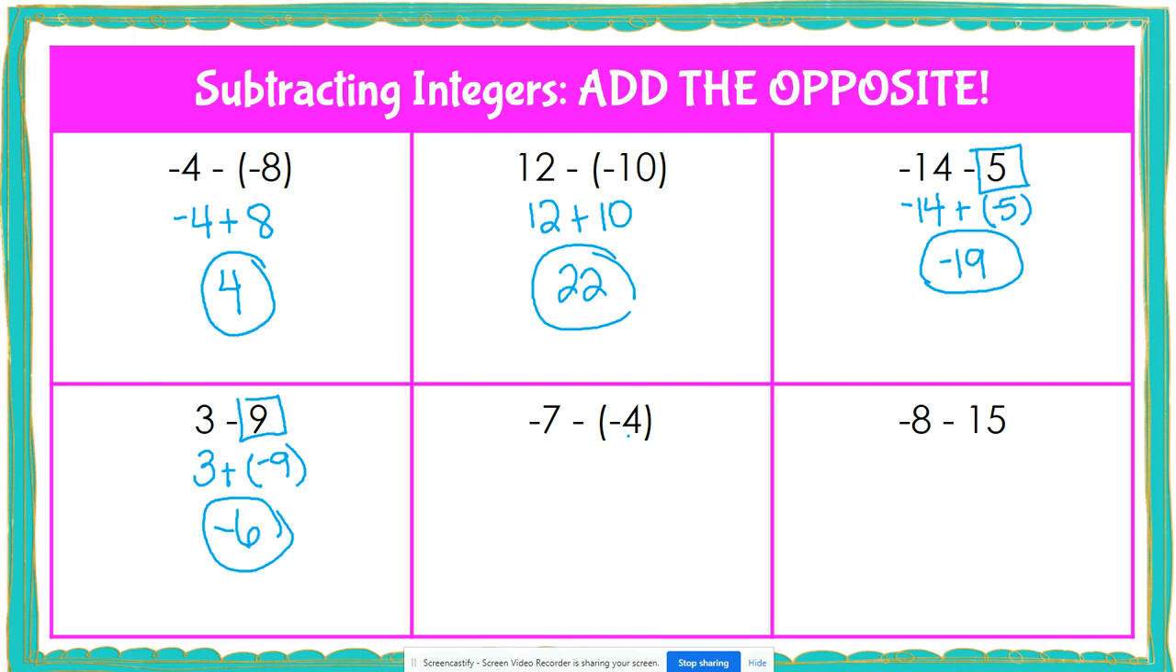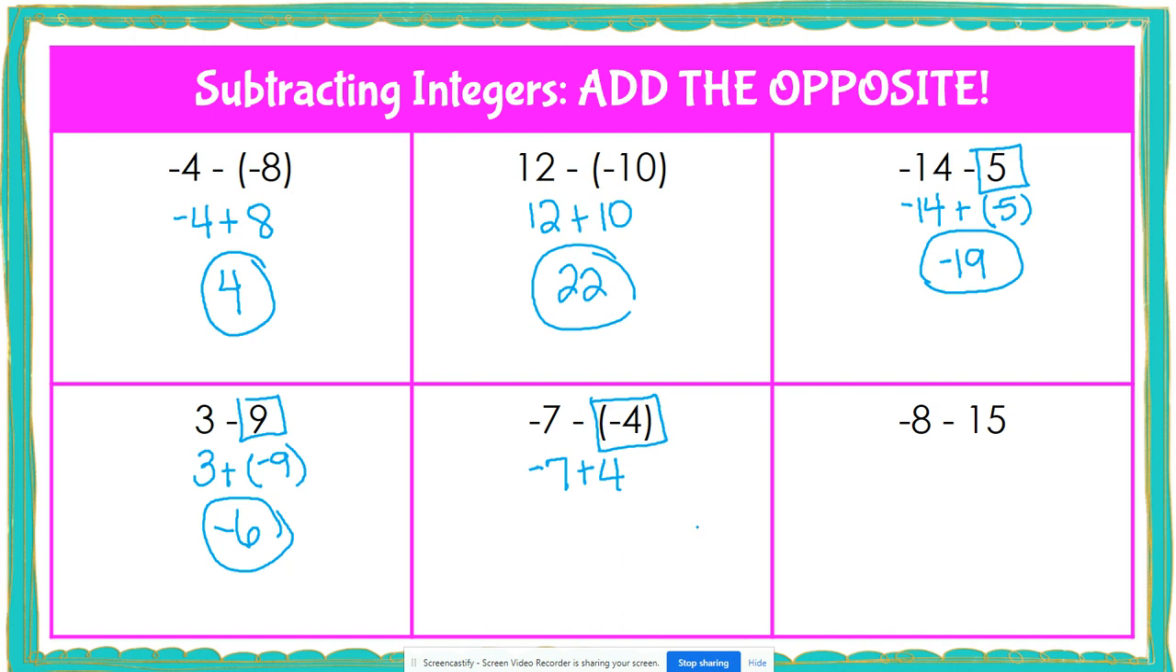-7 minus -4. I'm going to rewrite this as an addition problem. So it's -7 plus, and now I need to change -4 to its opposite. The opposite of -4 is +4.